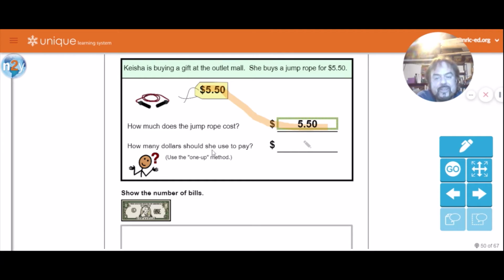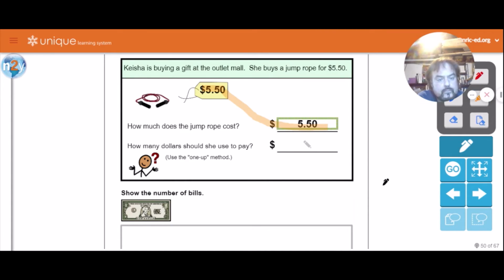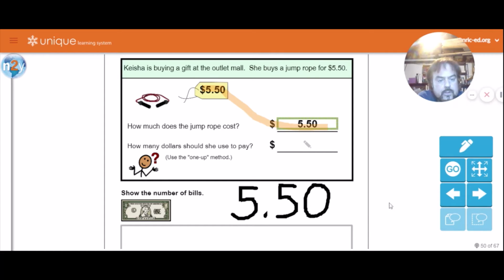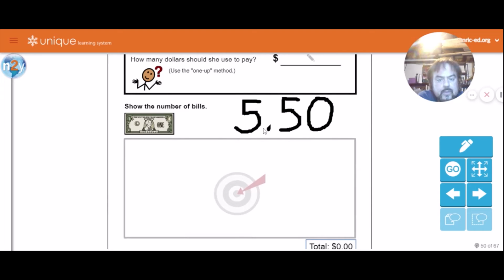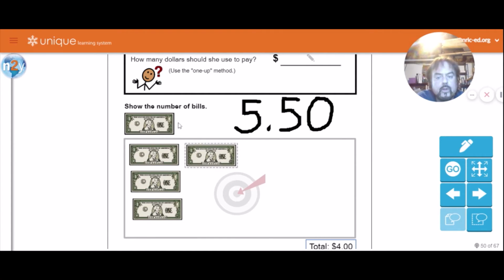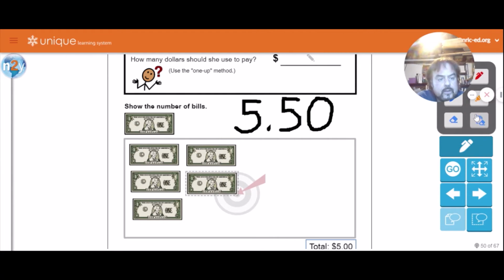How many dollars should Keisha use to pay for the jump rope? Well, let's find out. Alrighty. All right, so she needs to pay $5.50 for the jump rope. So we're going to put our $5 in to pay for the $5 on the left side of the decimal point. 1, 2, 3, 4, and 5. All right, that's going to cover our $5.